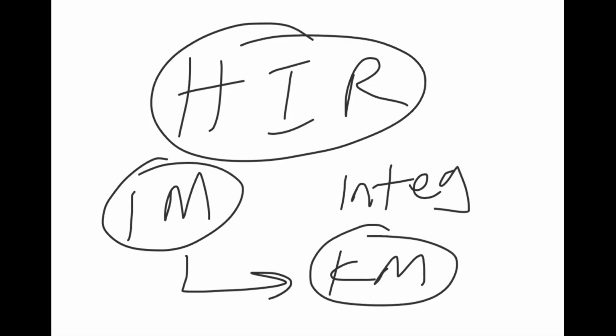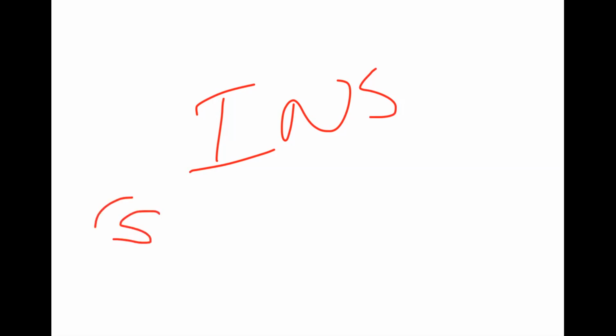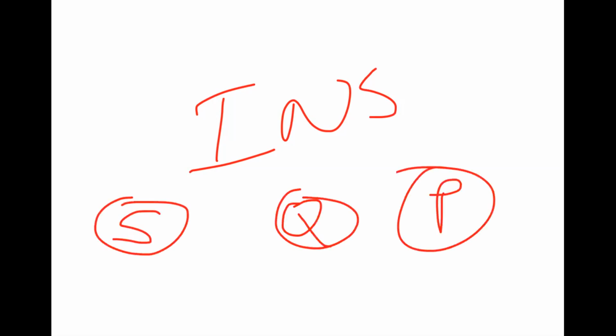Information management versus knowledge management, and you know they are both used in a particular process. Enough said. Let's talk about one of my favorites, inspection. We use this in 3 places. We use this in one place beginning with S, one place beginning with Q, one place beginning with P. Where is that?